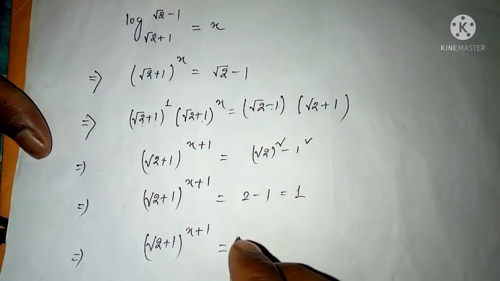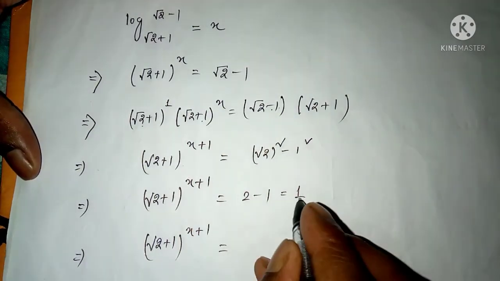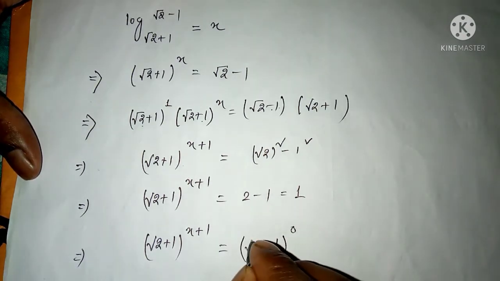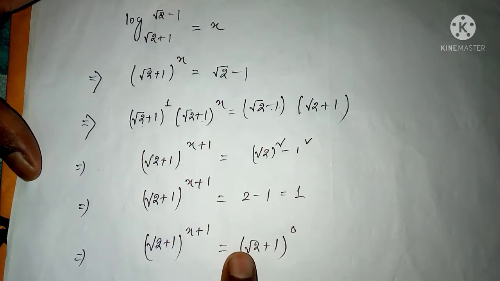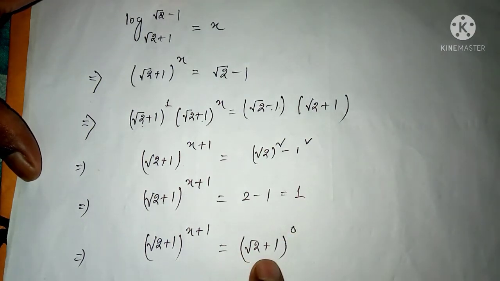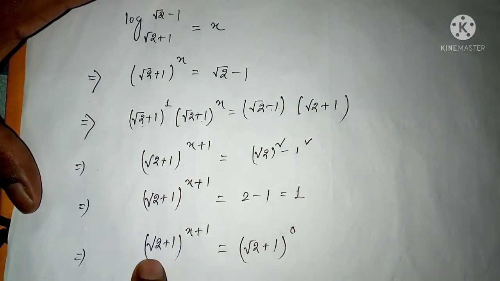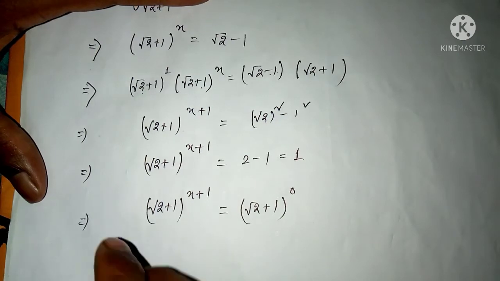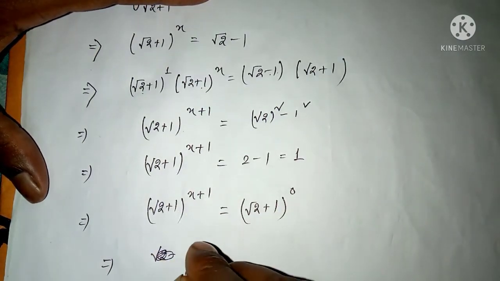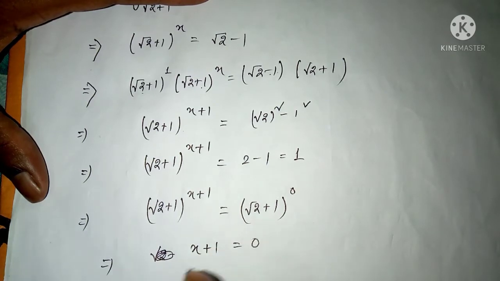Now see here, root 2 plus 1, the power is x plus 1. This side we have a 1 here. So can I write this 1 as root 2 plus 1 to the power 0? Same thing, isn't it? Root 2 plus 1 to the power 0 is always 1. I can write any number, but to match the base, I have written this one. Now the bases are the same, so you can cancel out the base. So what will happen? Power x plus 1 equal to 0. Now see, x equals how much? Minus 1. So this is our answer.